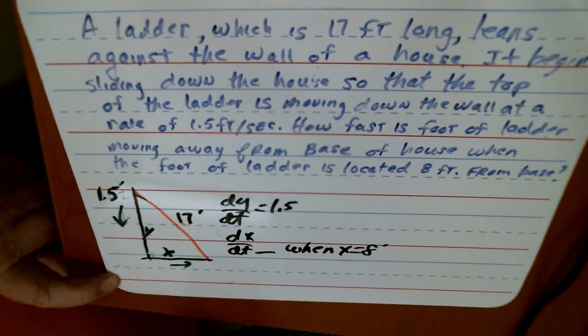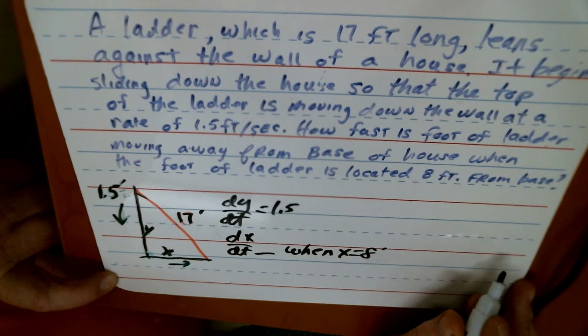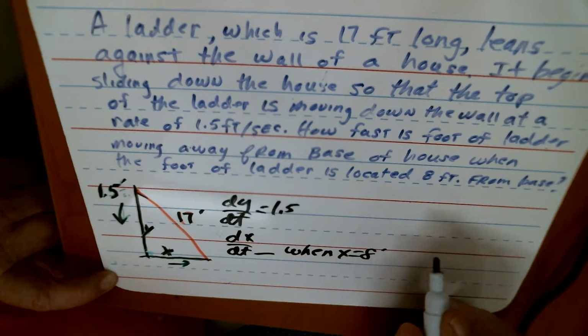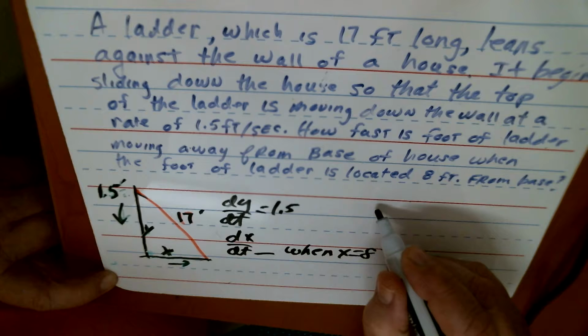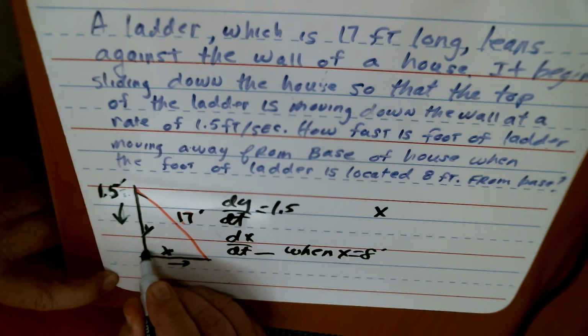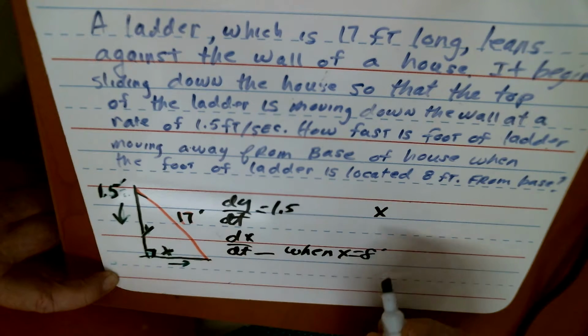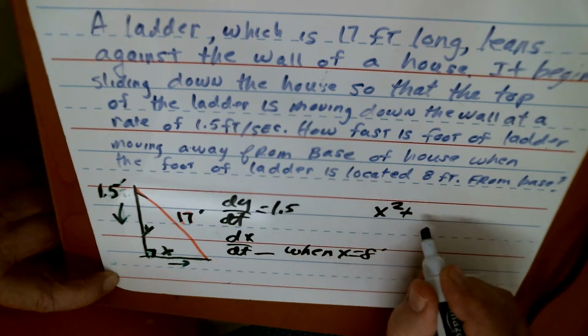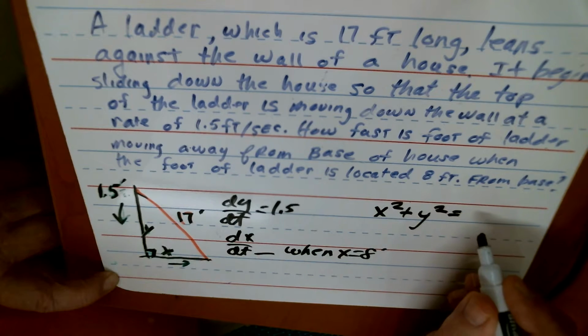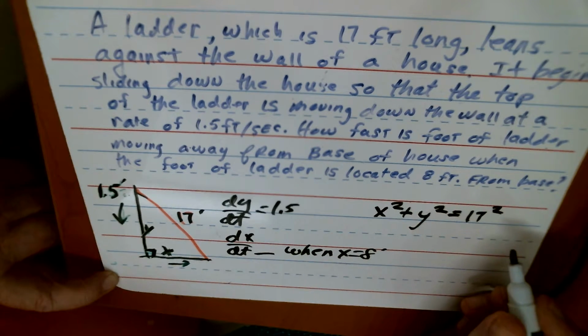So what we need to do here is find an equation which is true at any time. Because we have a right triangle with the ladder, the wall of the house, and the ground, we assume there's a right angle here. We can use the Pythagorean theorem. So we have x squared plus y squared equals 17 squared, or 289.